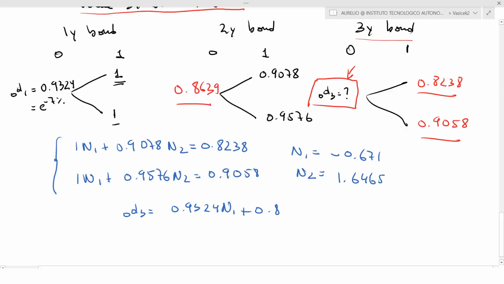By synthetic replication. So replicating here the 0.8238 with N2 units of this bond and N1 units of this one. Then we're going to replicate the 0.9058 with N2 units of the 0.9576 plus 1 unit of N1. And we obtain N1 equals minus 0.671 and N2 equals 1.6465.